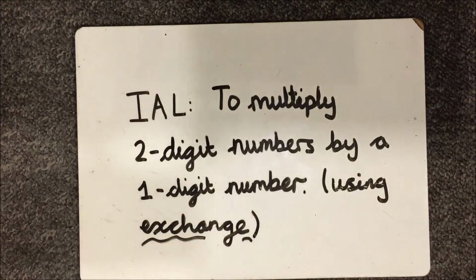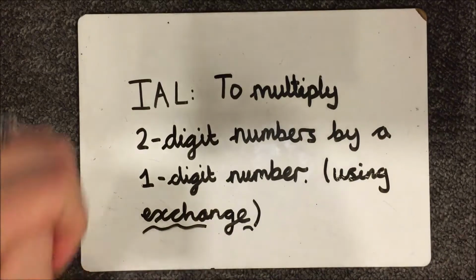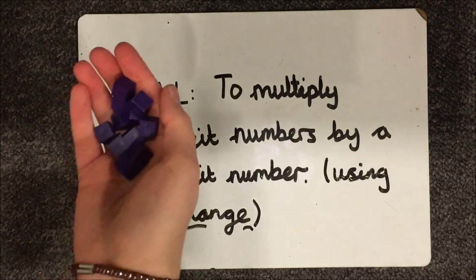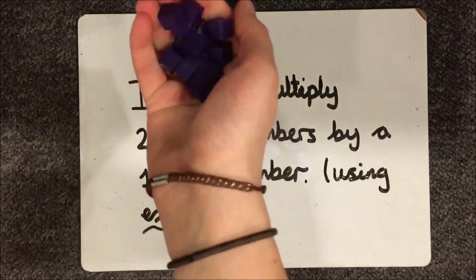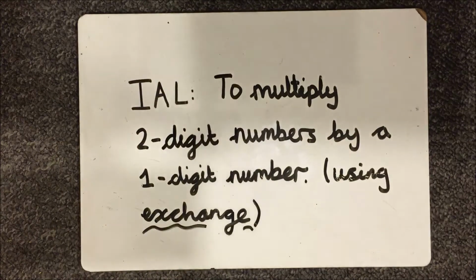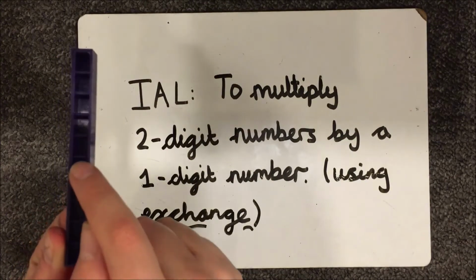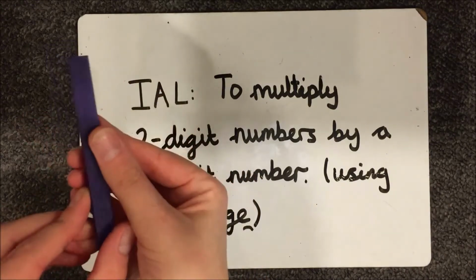Today is going to be different because it says using exchange. Can you remember what that means? Pause the video and have a think back. What kind of numbers do we change into others? Do you remember? We can exchange 1s for 10s. When does this happen? When do we change 1s into 10s? Have a think. That's right, when there are more than 1, 2, 3, 4, 5, 6, 7, 8, 9, 10 ones, it turns into a 10.